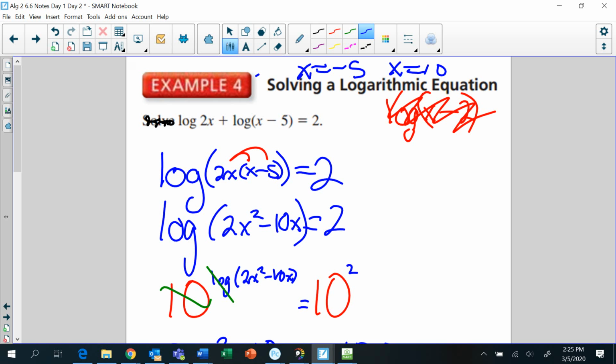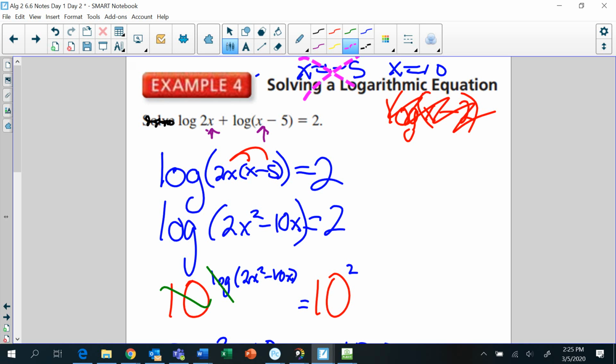What happens if I plug in -5 for x? Here I get -10. Here I get -10. Can I do the log of a negative number? Nope. Well, then I get to reject that answer. It's not an answer. So it has to be 10.